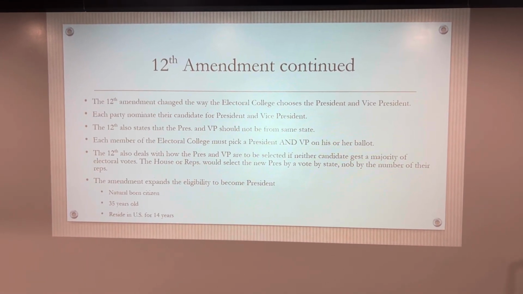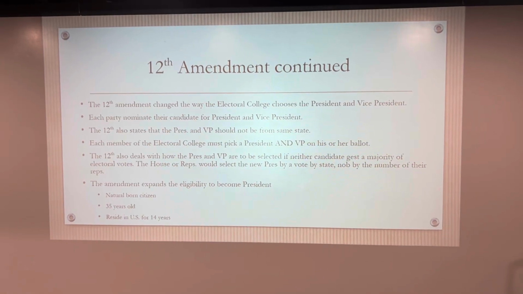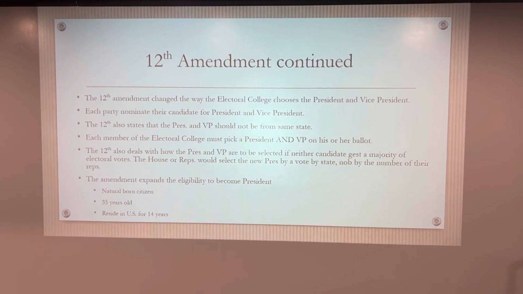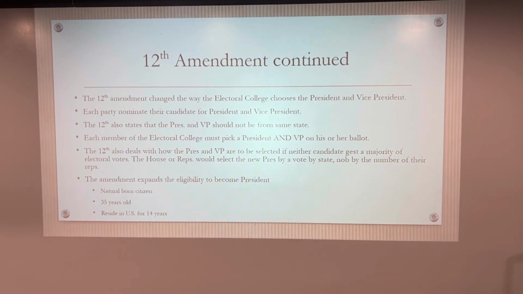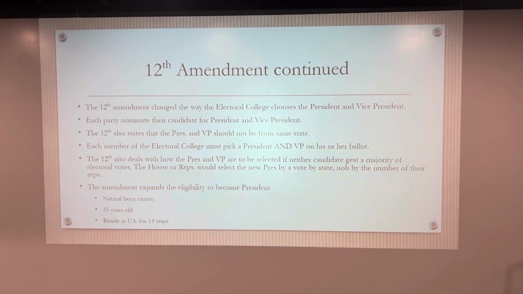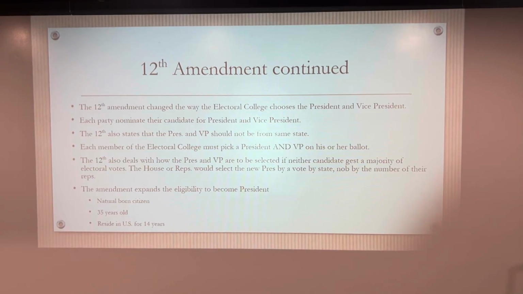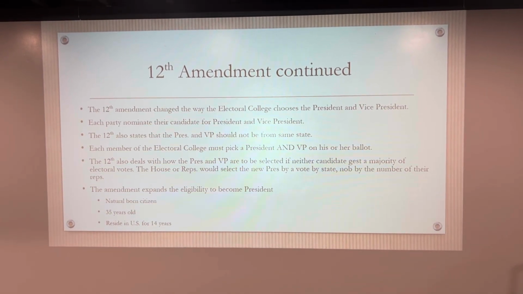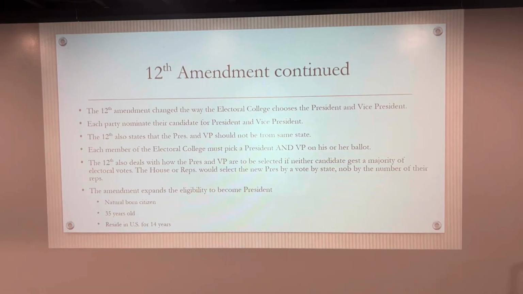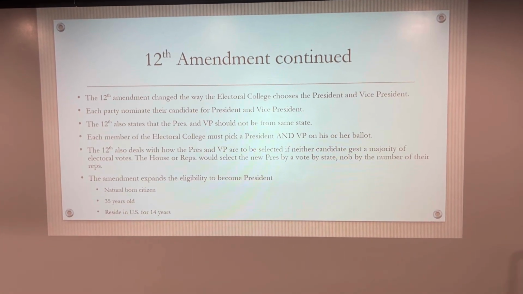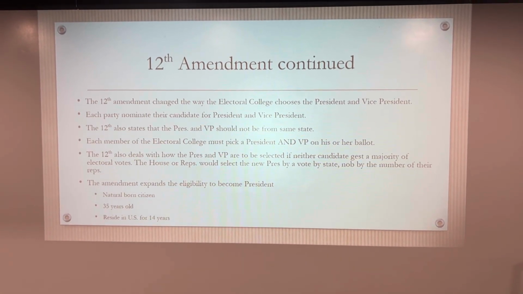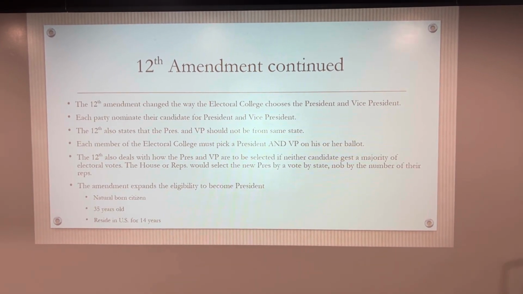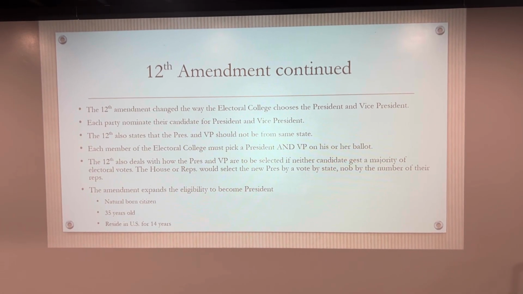The 12th Amendment changed the way the Electoral College chooses president and vice president. Each party nominates their candidate for president and vice president. The 12th also states that the president and vice president should not be from the same state. Each member of the Electoral College must pick a president and vice president on his or her ballot. The 12th also deals with how the president and vice president are to be selected if neither candidate gets a majority of the electoral votes.